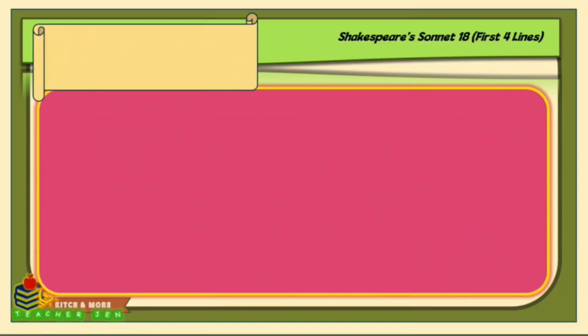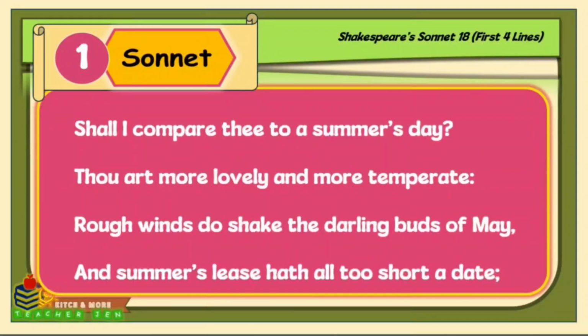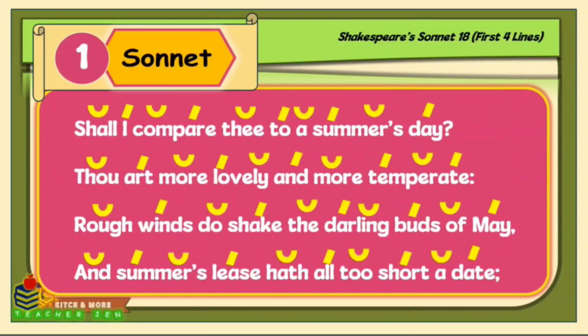Let's look at this example. This is Shakespeare's Sonnet 18, and it is the first 4 lines. Shall I compare thee to a summer's day? Thou art more lovely and more temperate. Rough winds do shake the darling buds of May, and summer's lease hath all too short a day.